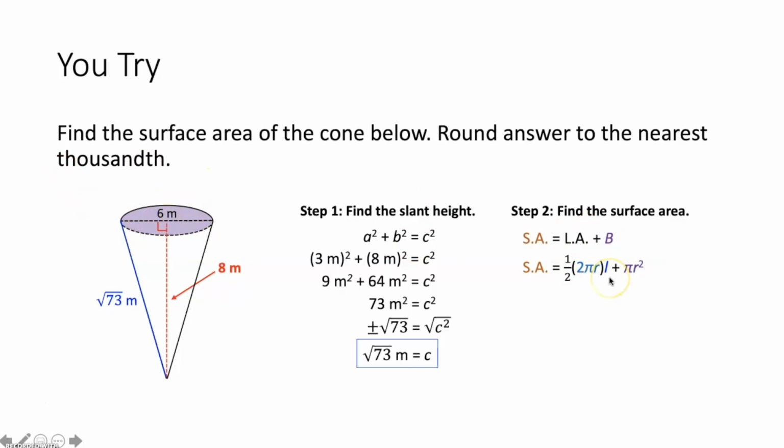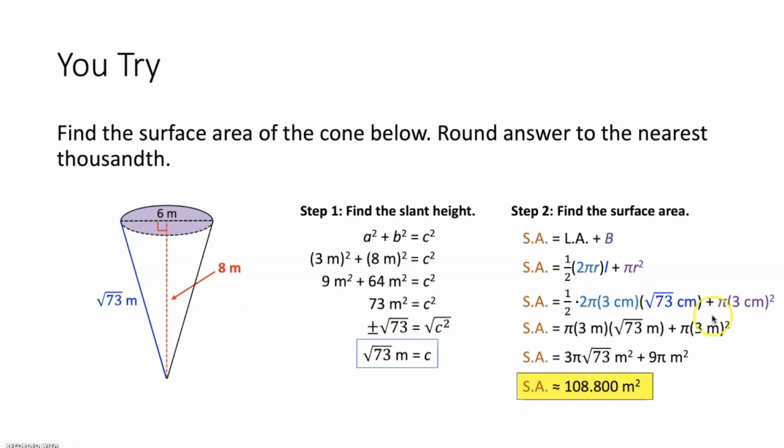We can now plug in what we know. Since we know that our diameter is 6 meters, we know our radius must be 3 meters. So we can plug in 3 meters here and here for our radius. Our slant height we just found to be rad 73 meters, so we can plug that in there. Then all we have to do is simplify over here, and then add those two quantities together, and we end up getting that the surface area of this right cone over here is approximately equal to 108.800 meters squared, or square meters, when we round to the nearest thousandth, which is 3 decimal places.